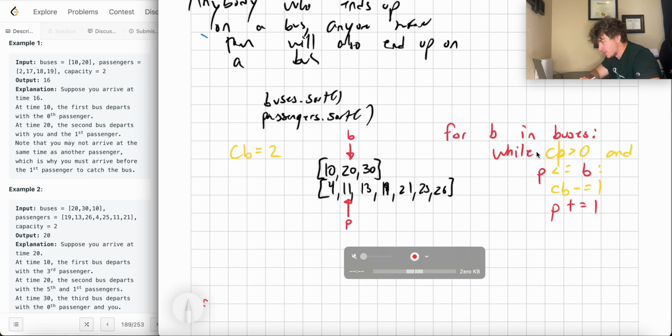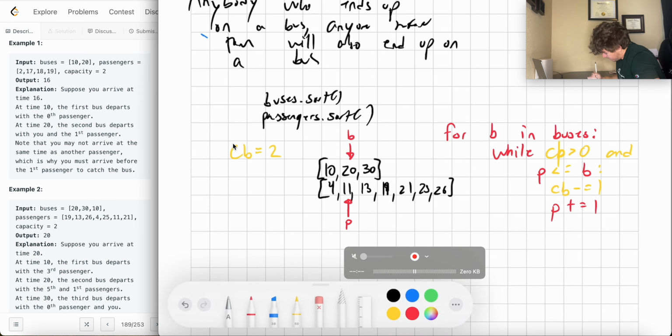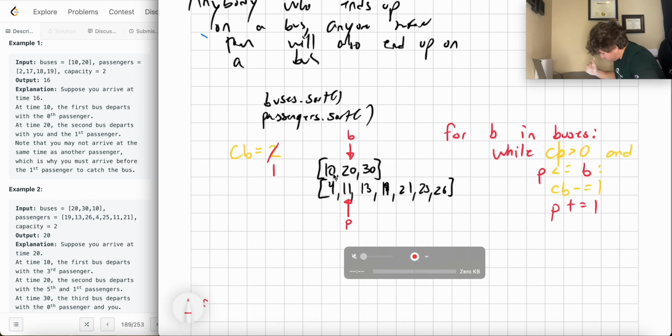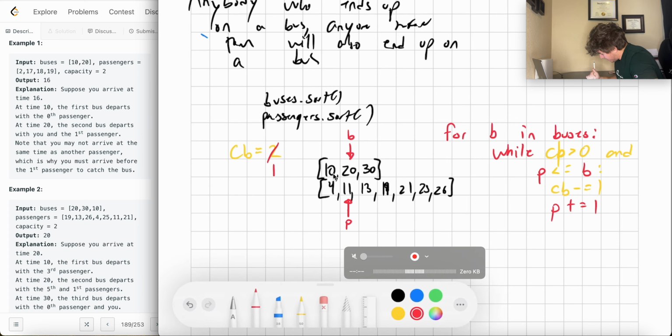All right, we're looking at this saying, wow, the capacity of the bus is greater than 2. Yes. And the passenger on the bus is less than or equal to B. Yes. We subtract 1 from the capacity of the bus. Right, so now we have 1 spot left on the bus. And we increase P.